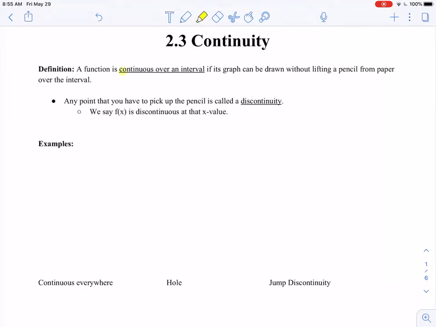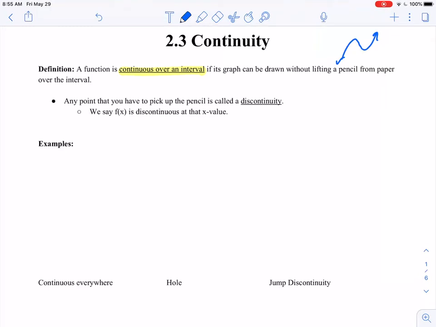It says a function is continuous over an interval if its graph can be drawn without lifting a pencil from the paper over that interval. So if you're drawing your function or you're sketching your function and at no point do you have to pick up your pencil from the paper, we would say that that function is continuous.